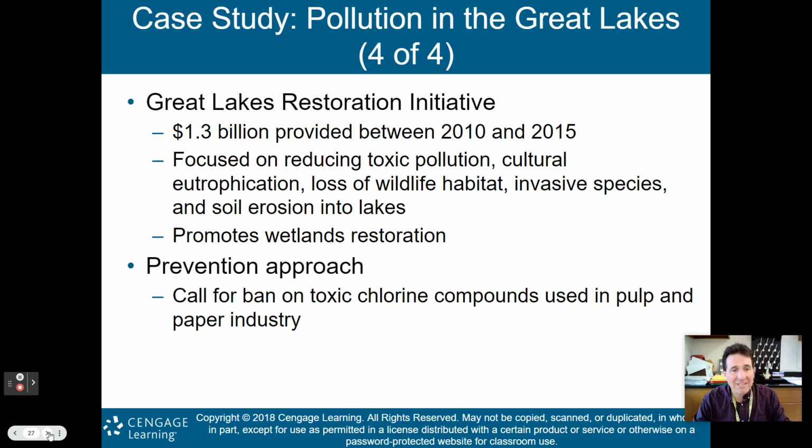Again, the prevention approach calls for a ban on toxic chlorine compounds used in the pulp and paper industry. Again, it's much cheaper to prevent than it is to clean up.